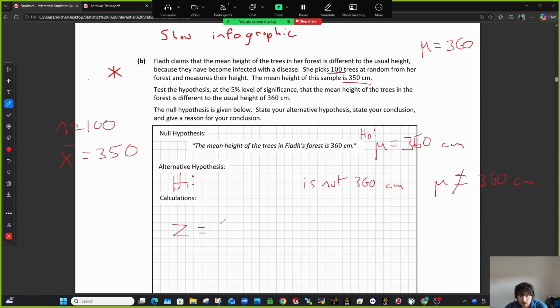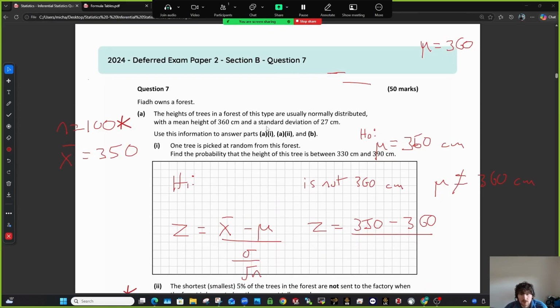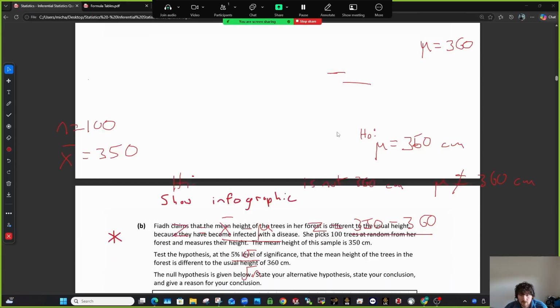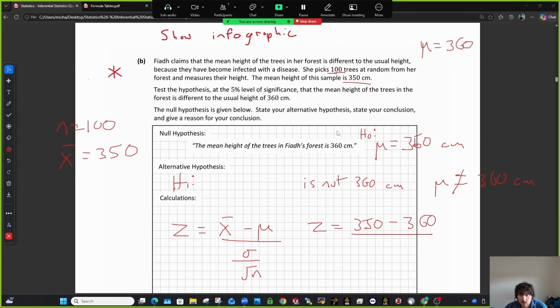Great. So let's work out a z-score as we usually do for this. So z equals, using this formula, x bar minus mu over sigma over root n. So z equals 350 minus 360 all over, did they give us a sigma in the question? No, they don't seem to, but we'll be using the sigma from before. I'll scroll up to see what the sigma was. It was 27, okay? So we'll assume the same sigma here. So 27 over the square root of 100, which will work out as 10 when we're typing it in.